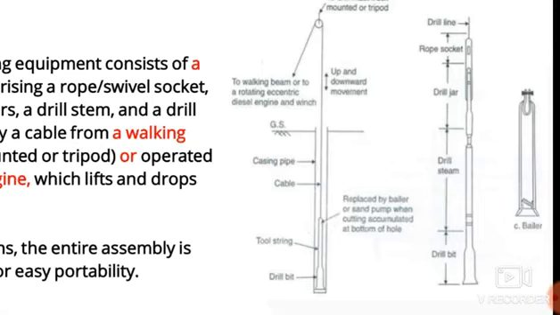A tool string consists of several parts. The first one is the drill bit. The bottom portion is known as the drill bit, which has a chisel-shaped end used to penetrate the soil. The next one is the drill stem. The drill stem adds extra weight to the drill bit. When weight increases, the effect of the hammering action will be increased.